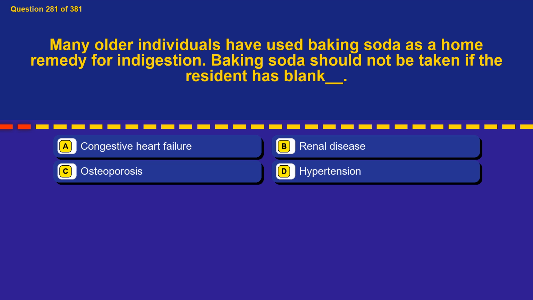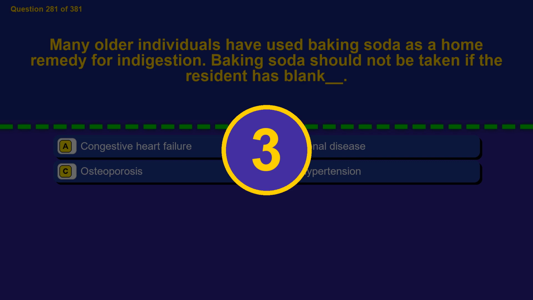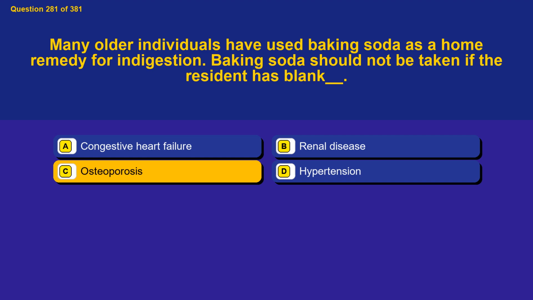Question 281. Many older individuals have used baking soda as a home remedy for indigestion. Baking soda should not be taken if the resident has blank. Option A, congestive heart failure. Option B, renal disease. Option C, osteoporosis. Option D, hypertension. The correct answer is option C, osteoporosis.